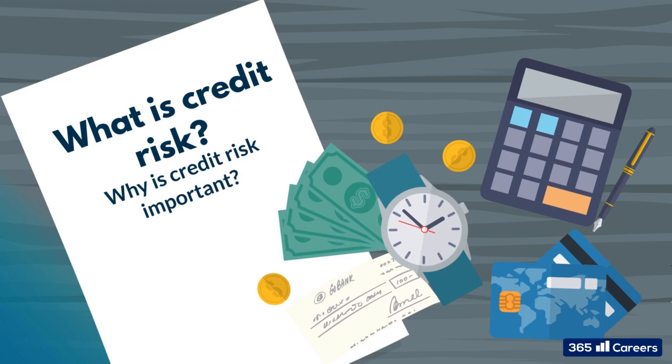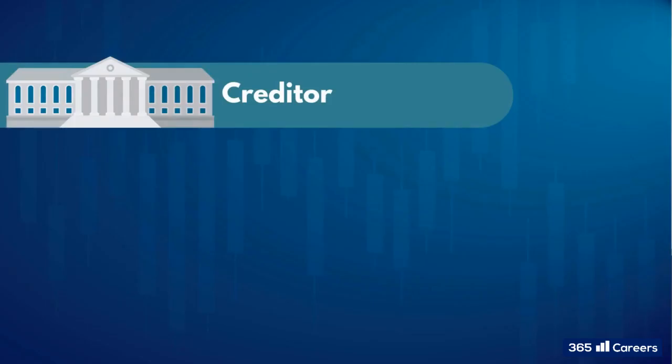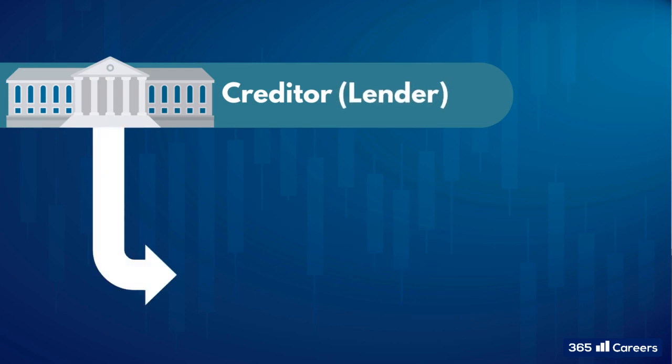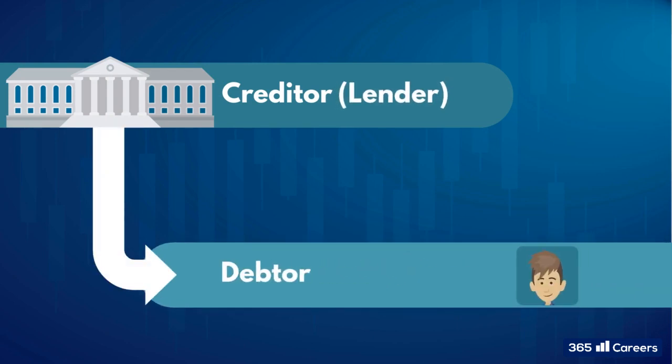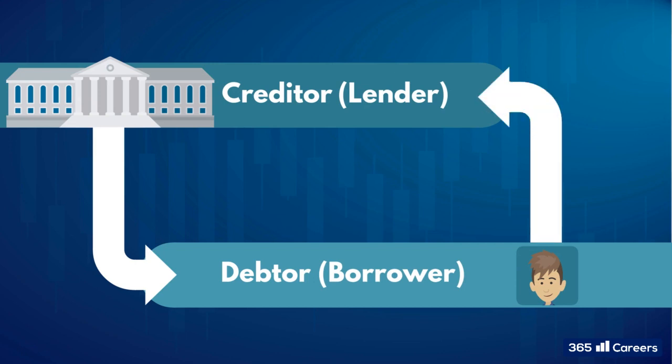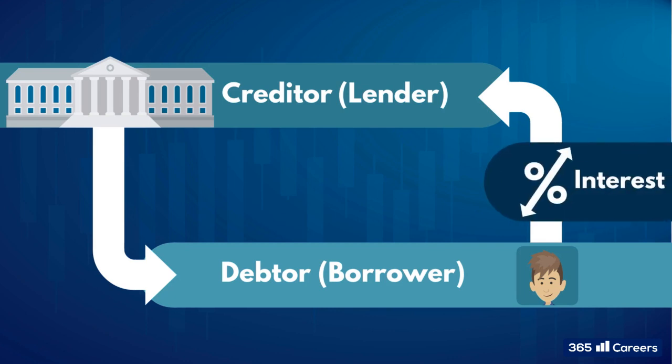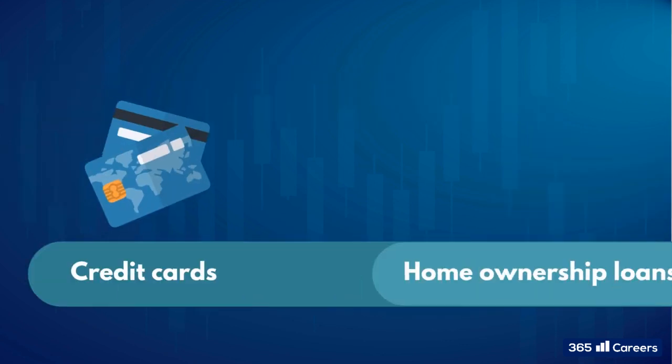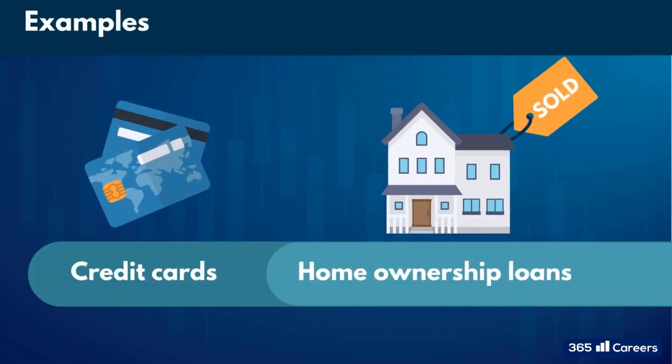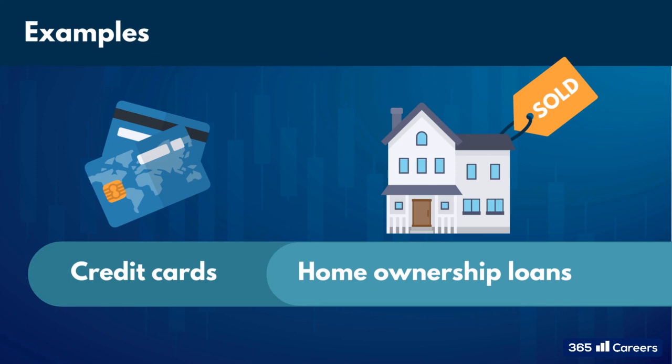In general, when giving credit, a creditor, also known as a lender, provides goods and services to a debtor, who can be referred to as a borrower, based on the trust that the borrower will repay the lender at some point in the future. In exchange for providing the goods or services to the borrower in the present, the lender receives a payment, interest. The most common type of loan provided by lenders to borrowers is money. Credit cards and home ownership loans are two very good examples of credit provided by lenders.